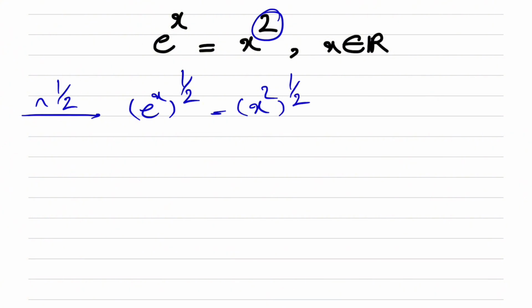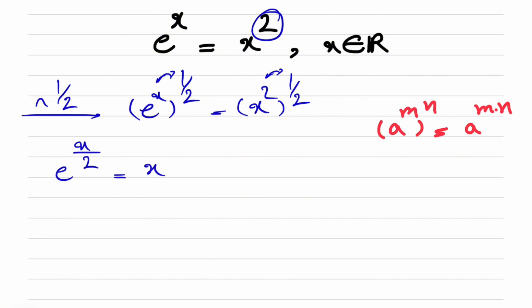From the laws of the exponent, we know when we have a to the power of m, to the n, this will be equal to a to the power of m times n. So basically we can multiply each of these two. So on the left side we have e to the power of x times 1/2, or x over 2, is equal to x to the power of 2 times 1/2, which will be 1.